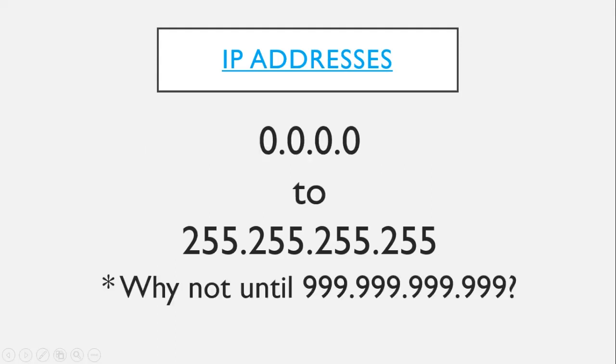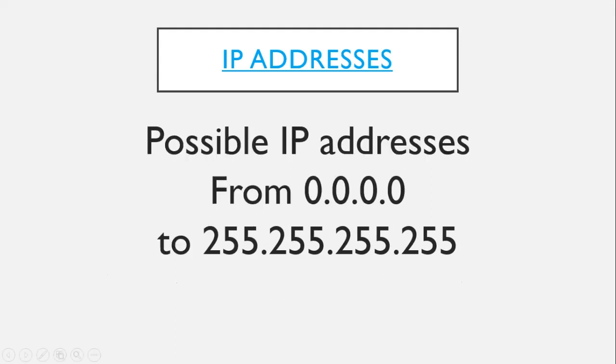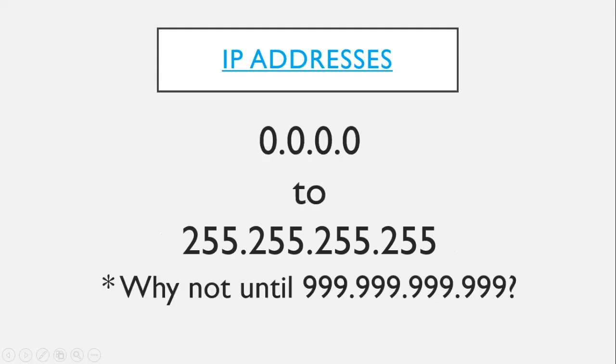Now, I have a question. If the possible address is from 0 up to 255.255.255.255, why is it that we cannot use up to 999? So for example, 999.999.999.999. Can't you use that number?